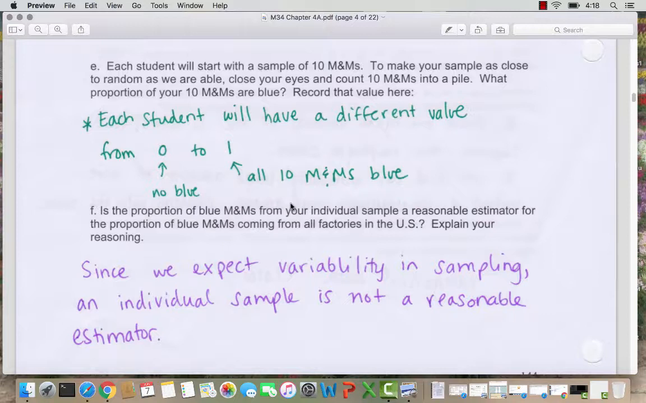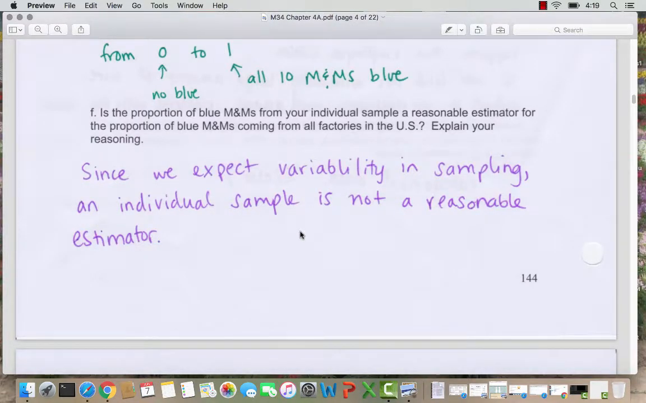So each student is going to have a different value if they randomly count out 10 M&Ms and then count the numbers that are blue and then find the proportion. The proportions will range from 0, which would be a student who had no blue, to 1, which would be a student who had all 10 out of 10 M&Ms blue. That would be very unusual, I think, to have 10 out of 10 M&Ms blue.